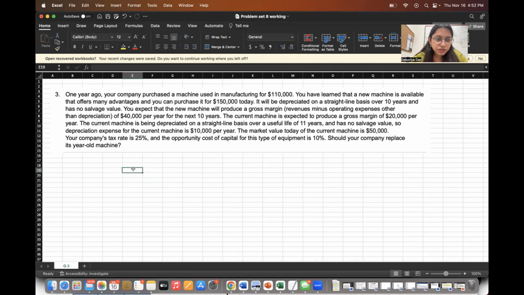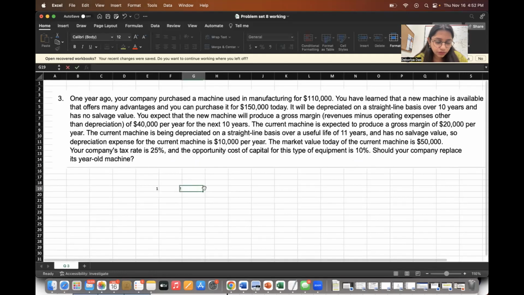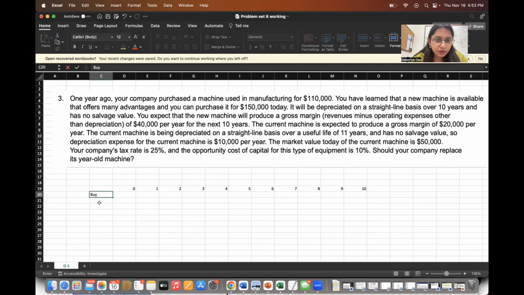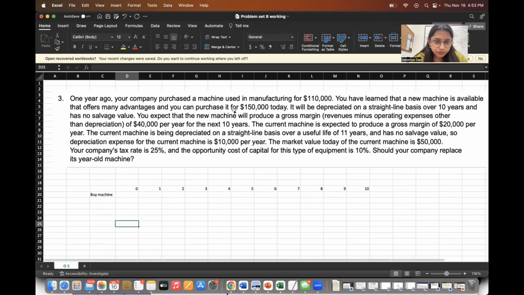All right. It looks like it's 10 years, so let's do a timeline, 0, 1, 2, 3, and just drag it. We're always going to do differences. So let's say, for example, you buy the new machine. You're going to buy it at 150, so it's going to be negative 150,000.